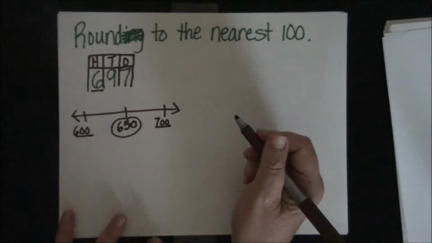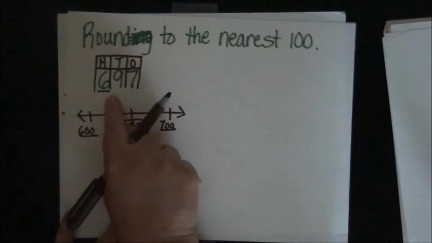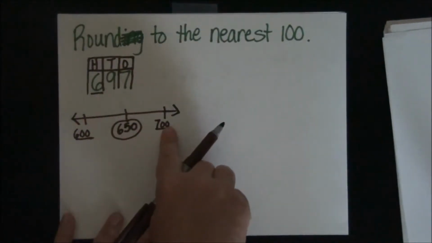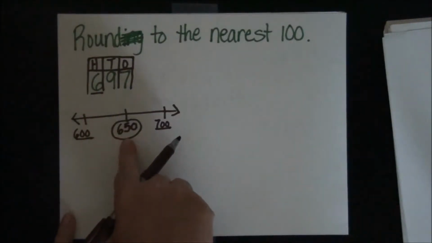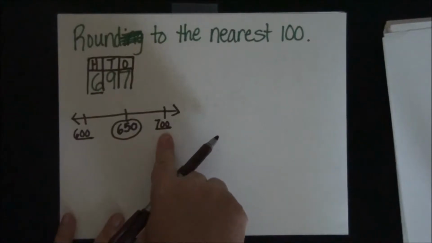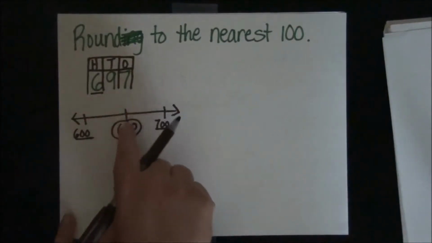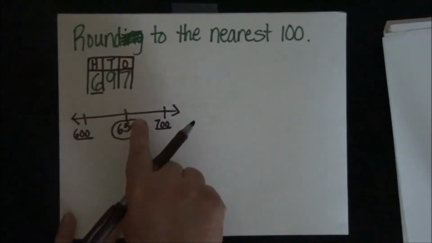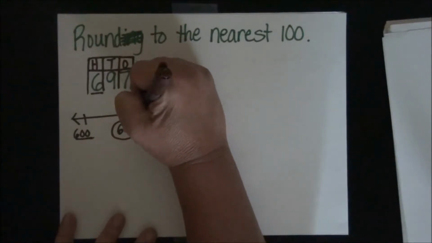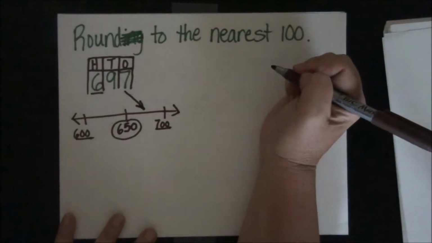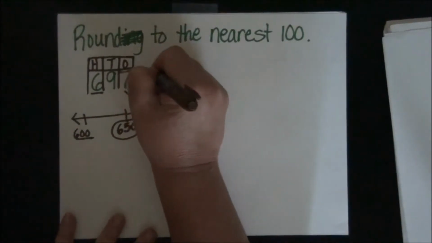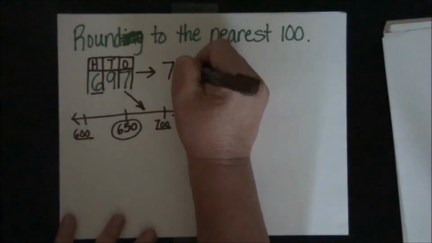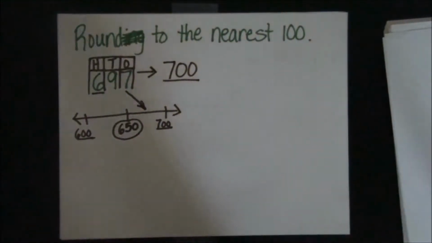All right, so now I'm going to identify where 697 would be if I was counting. I am not going to count by ones from 600 to 650 or from 650 to 700, okay? Because I think by now you should be able to tell that 697 is more than 650, so it's going to come after it. Now, if you need to count by ones, help yourself, but this video is already long enough. So my number goes there, so that means that 697 rounds to 700. There's my answer.